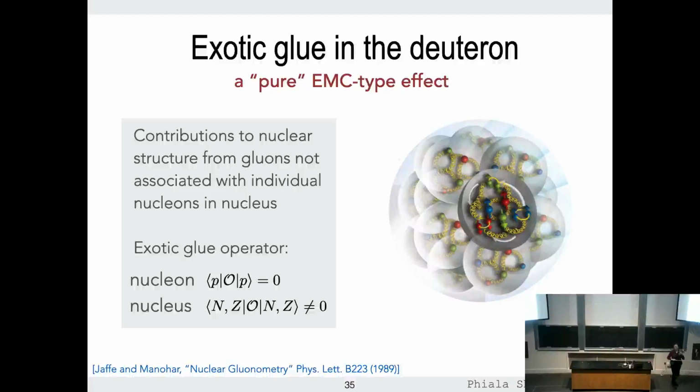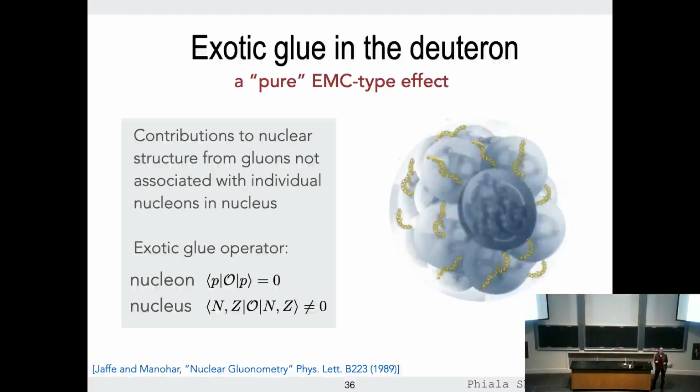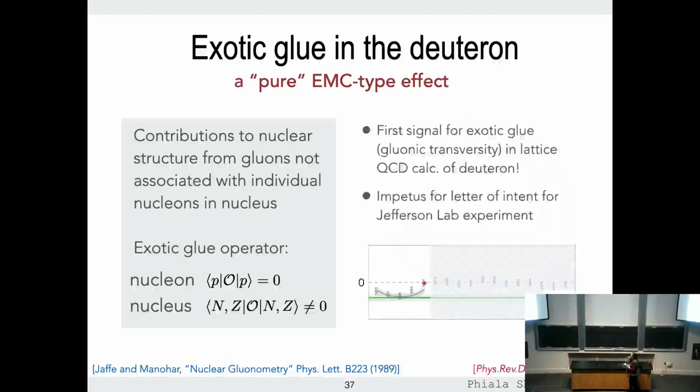What I want you to picture is when we draw a nucleus, we normally draw it like this, right? All those yellow things, those are gluons, and we normally draw them tucked inside the balls that are the protons and neutrons. Exotic glue is explicitly not that. It's gluon contributions to the binding of the nucleus, not to the protons and neutrons that make up the nucleus in your models. And here is a first lattice QCD calculation of exotic glue.